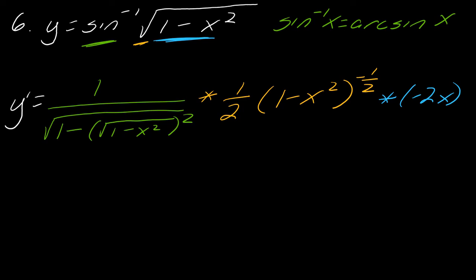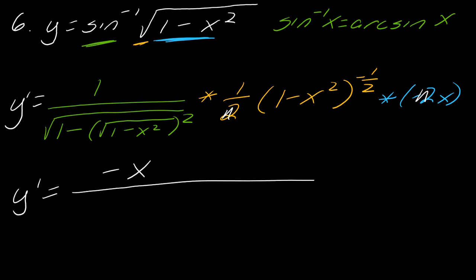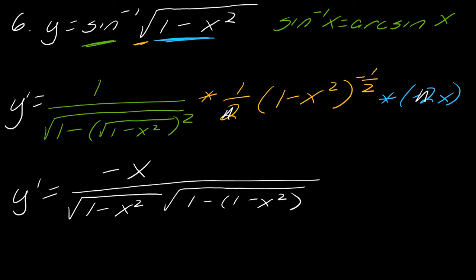Okay, so to clean this up now, on top, the 2's will cancel out. So it looks like on top I just have negative x. And then in the bottom, I'm going to have this square root of 1 minus x squared, and then this square root of 1 minus, and this will really just be 1 minus x squared.